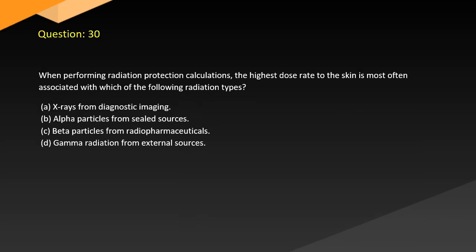Question 30. When performing radiation protection calculations, the highest dose rate to the skin is most often associated with which of the following radiation types? A. X-rays from diagnostic imaging. B. Alpha particles from sealed sources. C. Beta particles from radiopharmaceuticals. D. Gamma radiation from external sources.